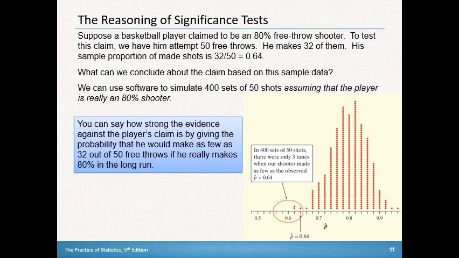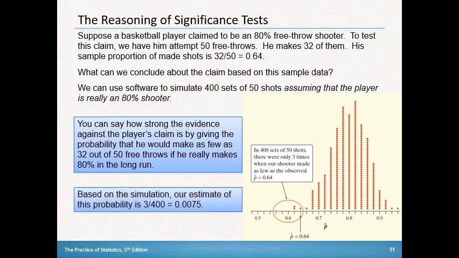All right, so that's pretty low, right? You can say how strong the evidence against the player's claim is by giving the probability that he would make as few or fewer than 64%, in this case 32 out of 50 attempts, in the long run. And that is less than 1%. So there is a 0.75% chance that if he was really an 80% free throw shooter, he would have done as badly or worse than he did in his attempt at 50 shots.